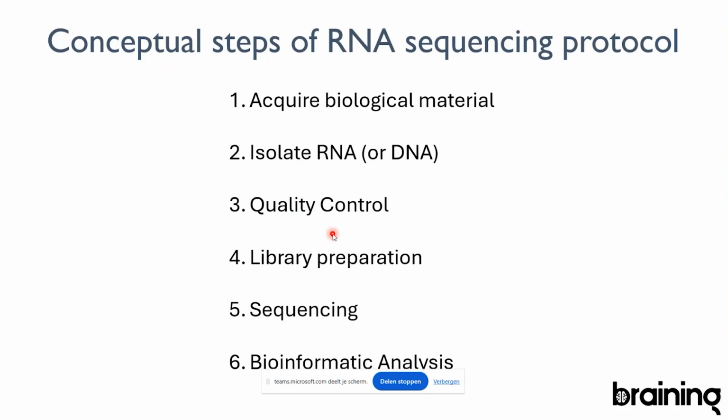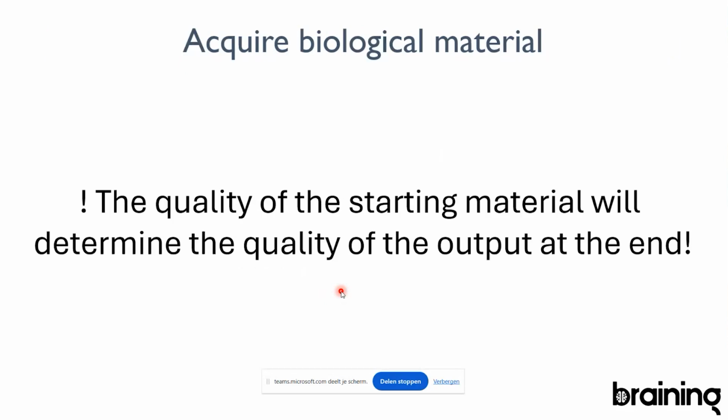So first we have the conceptual steps of the sequencing protocol, starting with acquiring the biological material, isolating the RNA. Then there's the quality control. We do a library preparation, the sequencing, and in the end, the bioinformatic analysis. Okay, so I can be very short about acquiring biological material. You have to do it in a way that the quality of the tissue or the cells or whatever you're harvesting is preserved, because the quality of the starting material will ultimately determine the quality of the output.